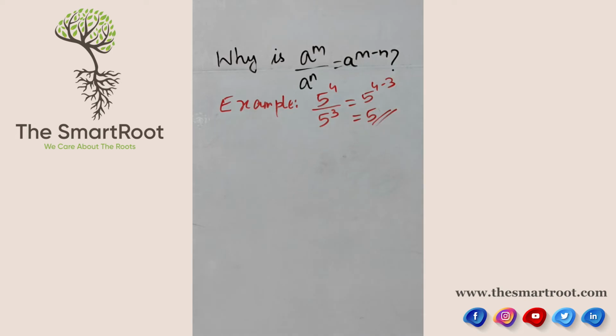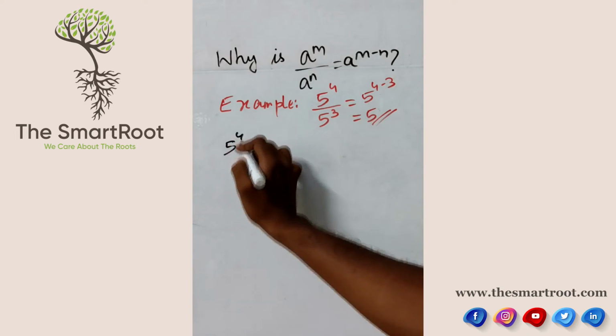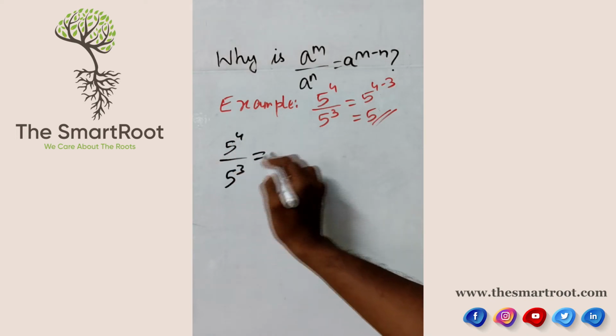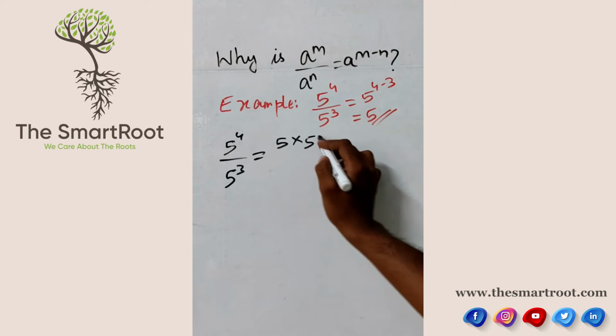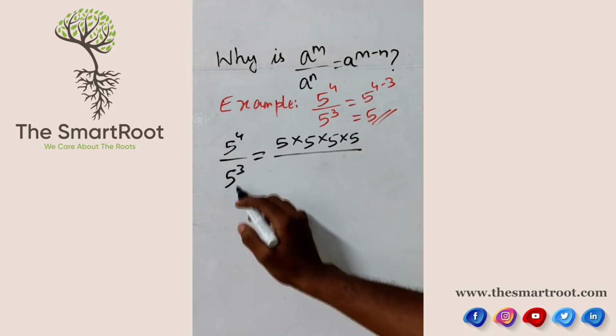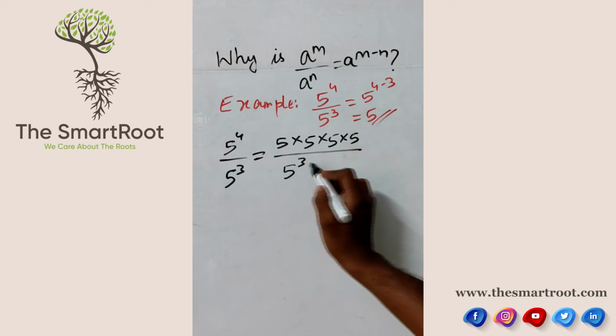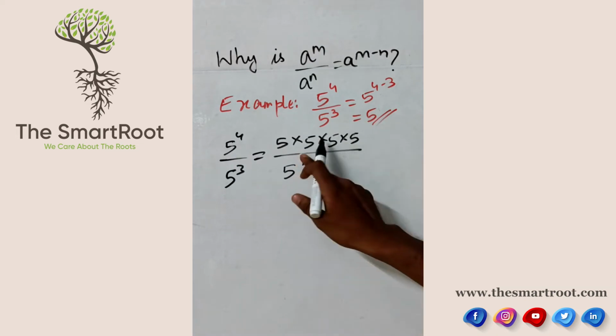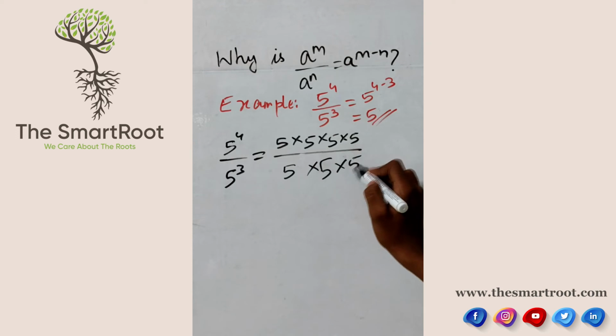Right? So now let us use the theory of exponents. Let us use what is exponents and then let us try and do this. So 5 power 4 by 5 power 3 is what we have. So what is 5 power 4? It's 5 multiplied by 5 multiplied by 5 and again multiplied by 5. Similarly, we write it for 5 raised to the power of 3 as well. Okay, so that's 5 multiplied by 5 multiplied by 5.